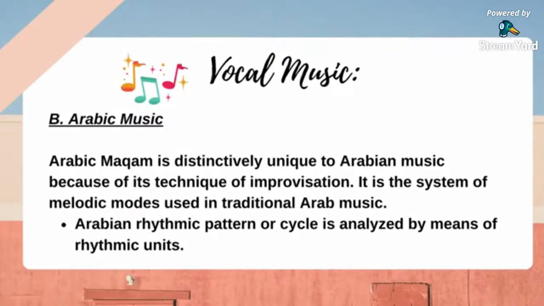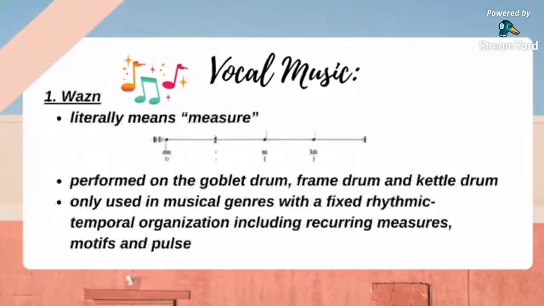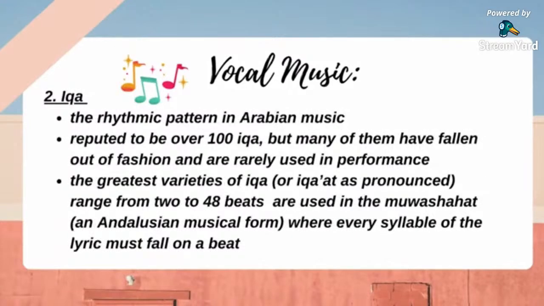Arabian rhythmic pattern or cycle is analyzed by means of rhythmic units. 1. Wazn literally means measure. Performed on the goblet drum, frame drum, and kettle drum. Only used in musical genres with a fixed rhythmic temporal organization including recurring measures, motifs, and pulse. 2. Ika. The rhythmic pattern in Arabian music. Reputed to be over 100 Ika, but many of them have fallen out of fashion and are rarely used in performance. The greatest varieties of Ika, or Ika-at as pronounced, range from 2 to 48 beats. They are used in the Muwashaha, an Andalusian musical form, where every syllable of the lyric must fall on a beat.